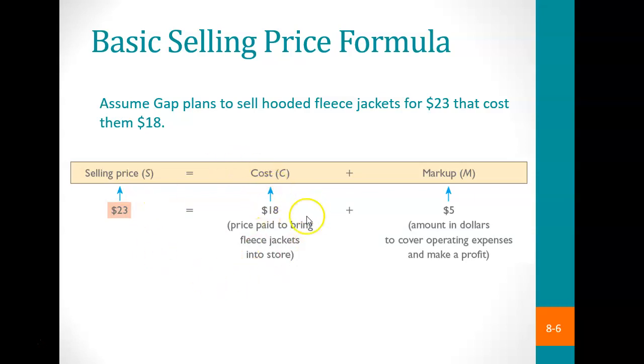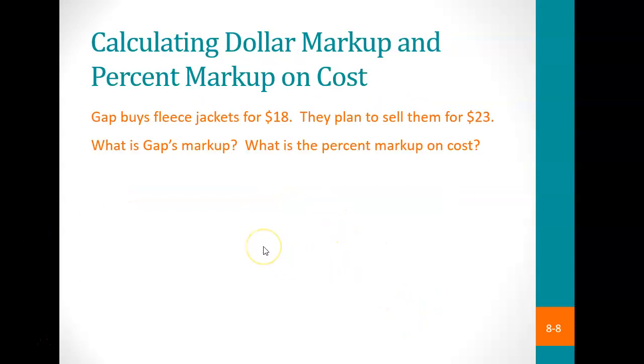So the cost plus the markup equals the selling price. And depending upon what item you're trying to find, since we're trying to solve for the markup, selling price minus the cost equals the markup, which would be $5. So from a numerical standpoint, the item was marked up a total of $5.